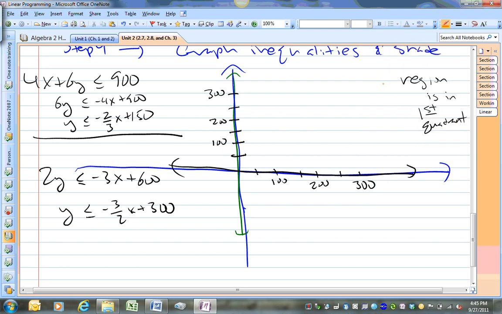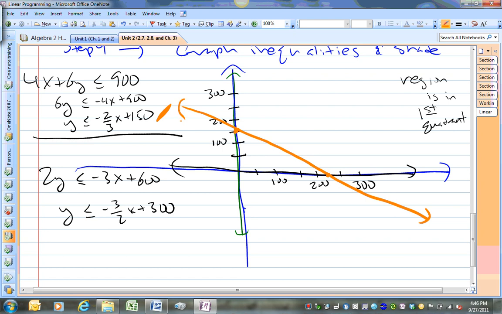If you graph this one right here, I'll use orange for that line. So if I think about this carefully, it's going to cross the x-axis at 225 when y is 0, and 150 when x is 0. So we're going to have something kind of like that. And the shading will be below.